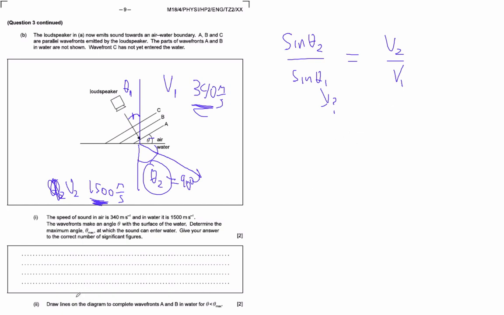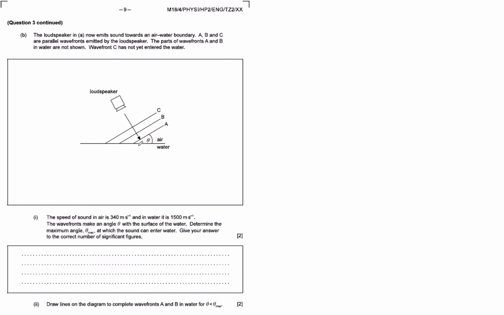And then it says, draw lines on the diagram to complete the wave fronts A and B in the water for some angle where it can enter the water, right? Okay, so let's take a look at that. You already looked at one. If the velocity decreases, the wavelength would decrease, and those look like this, kind of, right? Like imagine that's a straight line, right? Okay, but they could also be like this, right? So you got to decide if it's speeding up, what does it look like, right?